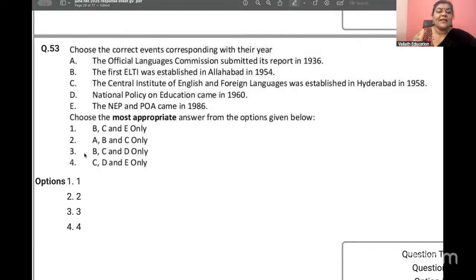If A is definitely wrong, it cannot be 2. Then D is definitely wrong. If D is definitely wrong, it cannot be 4. Okay. NEP and POA, E is definitely right. So it has to be B, C, E. You don't even have to look at B and C.